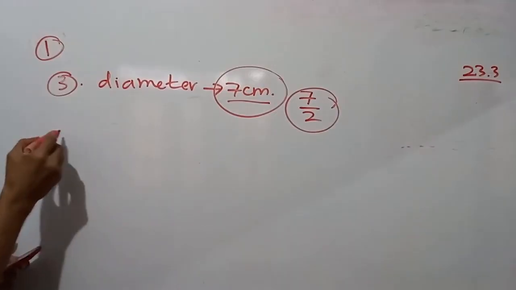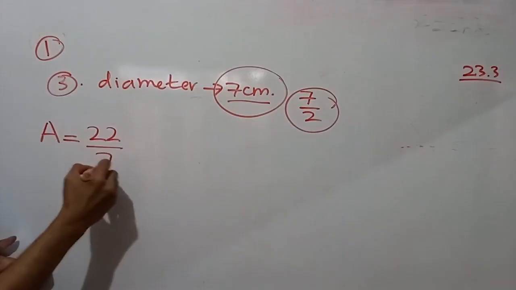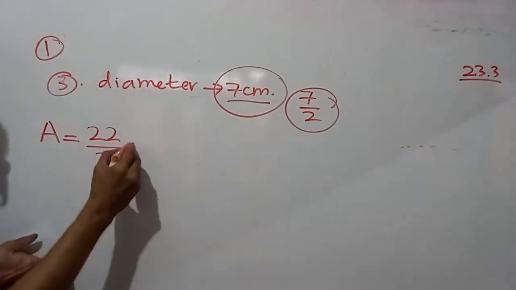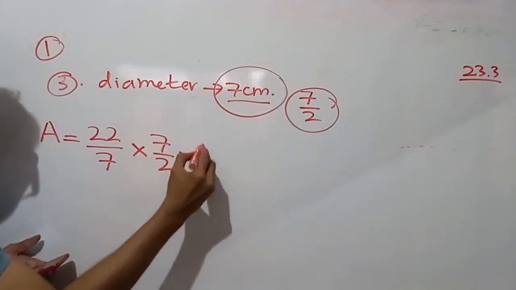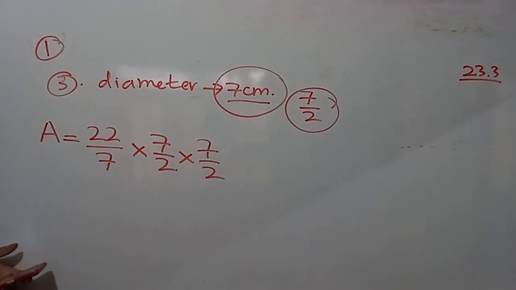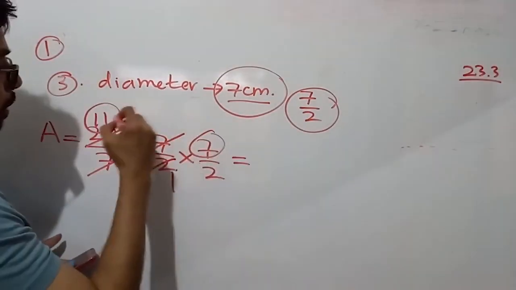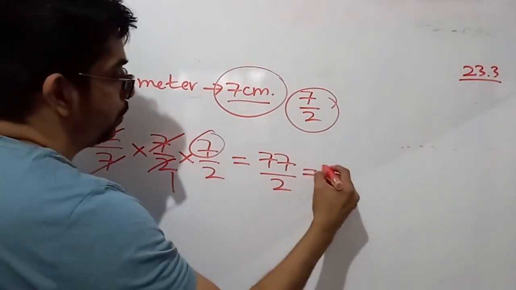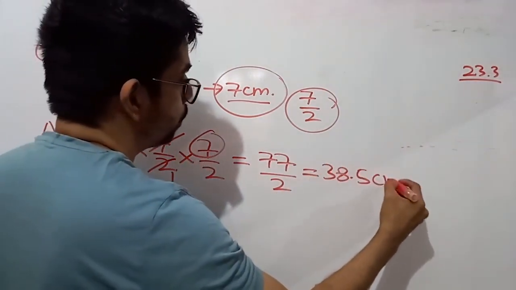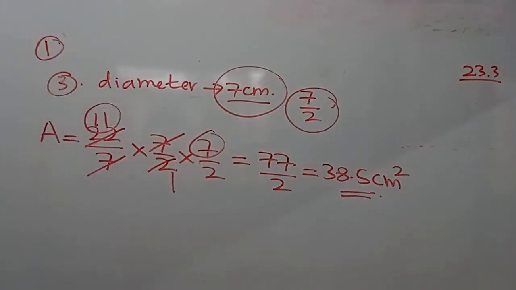Right? So the area will be pi, that will be 22 by 7 into 7 by 2 multiplied again by 7 by 2. So we can cancel out the 7. 2 times 1, 2 times 11. So we have 11 times 7, that will be 77 divided by 2. So we have 38.5 square centimeters. So that will be the area.